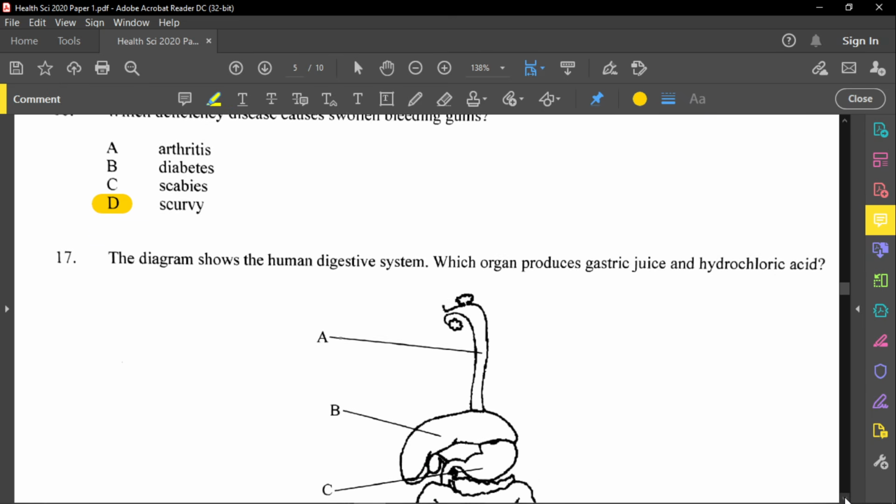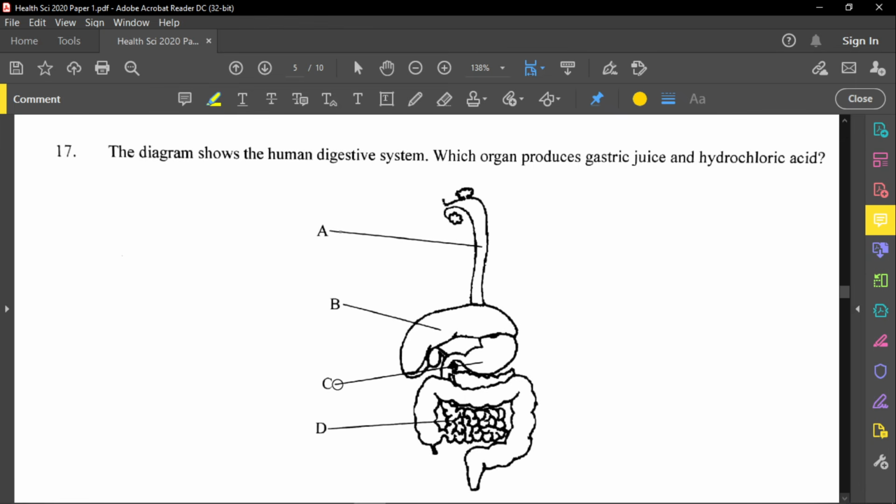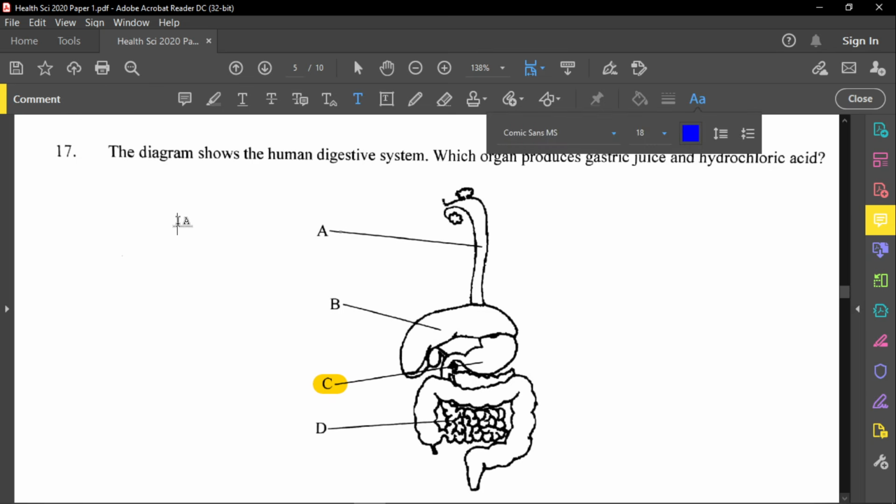Now, question number 17. A diagram shows the human digestive system. Which organ produces gastric juice and hydrochloric acid? And this is the stomach. The stomach will produce hydrochloric acid, all right, and gastric juice. Just to make a note for the labelings, you need to learn how to label these diagrams. So this will be esophagus. Remember, you could spell this with an O in front of the E as well. Okay, so esophagus.